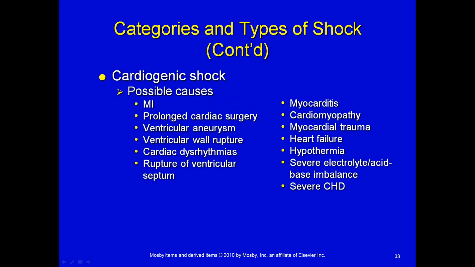So some possible causes of cardiogenic shock include a myocardial infarction, prolonged cardiac surgery, ventricular aneurysm, ventricular wall rupture, cardiac dysrhythmias, rupture of the ventricular septum, myocarditis, which is an inflammation of the muscle tissue of the heart, cardiomyopathies, myocardial trauma, heart failure, hypothermia, severe electrolyte and acid-base imbalance. Remember those, if you're very acidic, your organs don't like to function at all. And then severe cardiac heart disease.